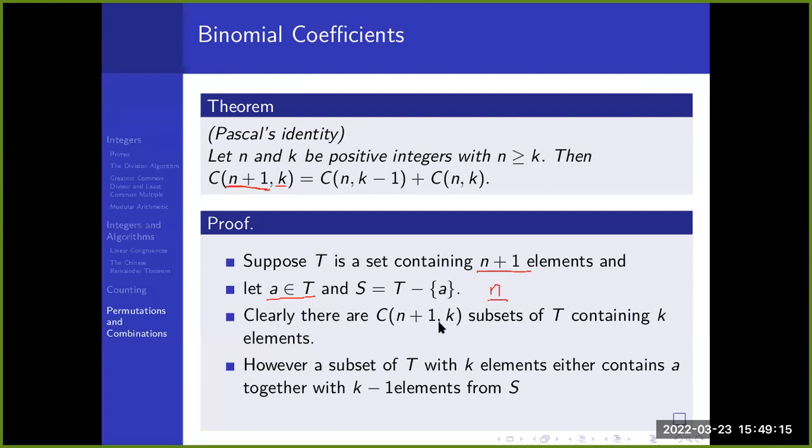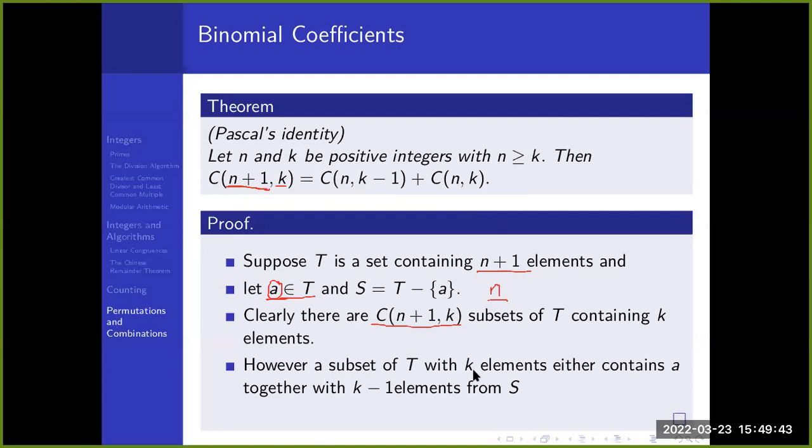This element A that we have pulled out of T will either be in a set or not be in the set. So the number we are looking for is this exactly. We want to see how we can split it into these two pieces.